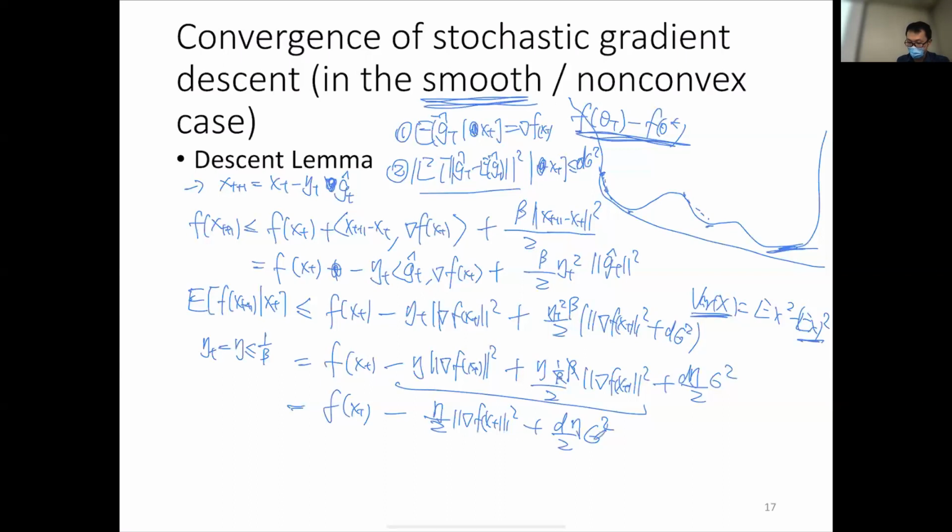Actually, over here I'm gonna improve the bound a little bit for the last term. So instead of just having d eta, I'm gonna have d times the minimum of eta and eta square beta, because sometimes I might choose this eta parameter to be substantially smaller than 1 over beta, and you'll see why this is useful.